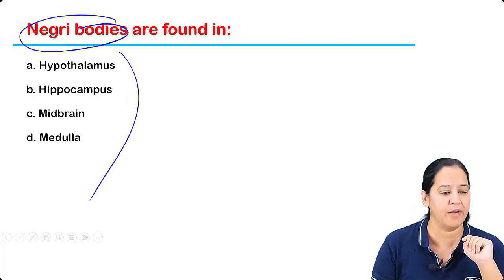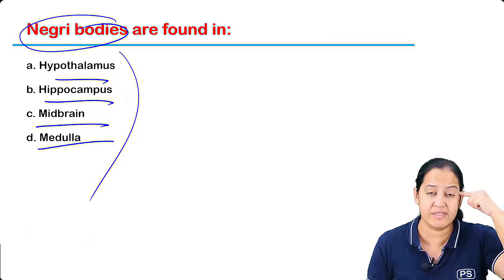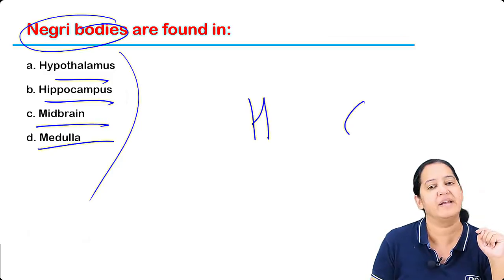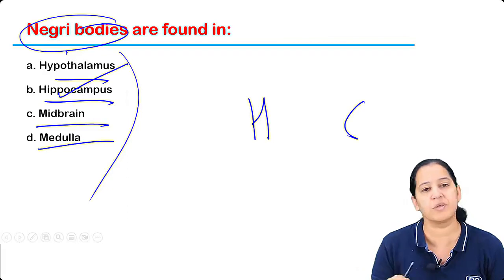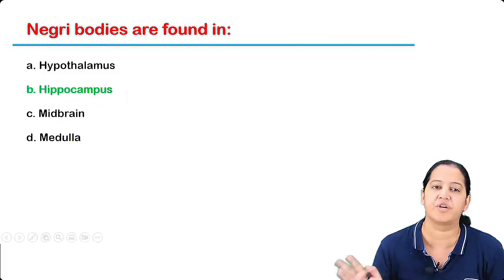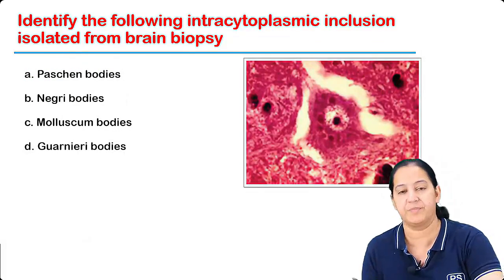Negri bodies are found in. Is it hypothalamus, hippocampus, midbrain, or medulla? I told you two places. It is hippocampus and cerebellum, not hypothalamus. Cerebellum is also a correct answer, but cerebellum is not in the options, so we will go with hippocampus. The correct answer is hippocampus. Okay, Negri bodies.